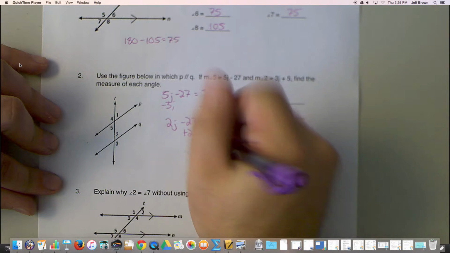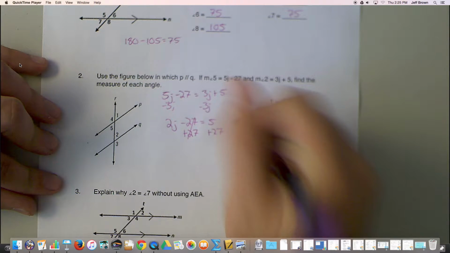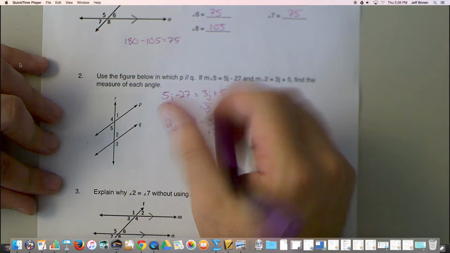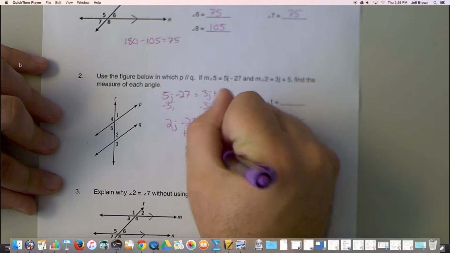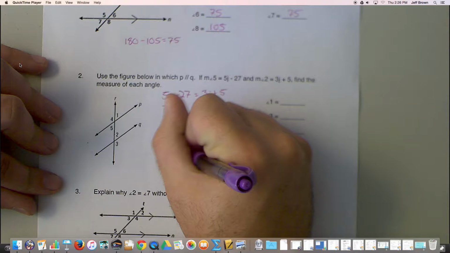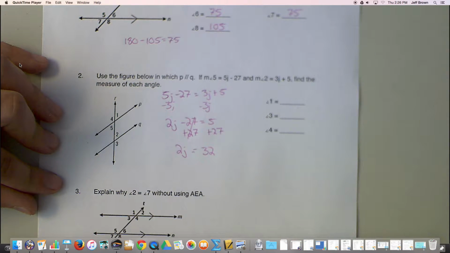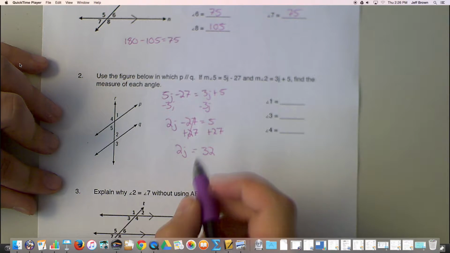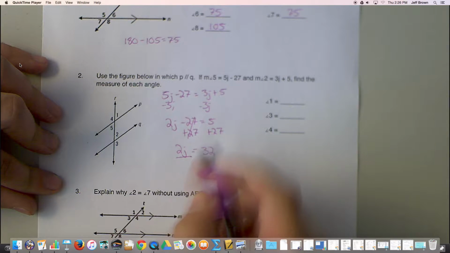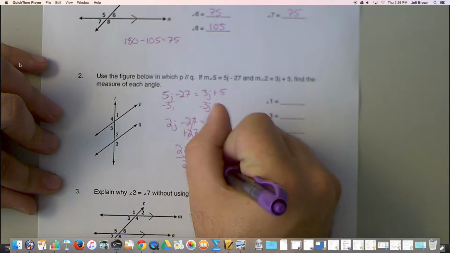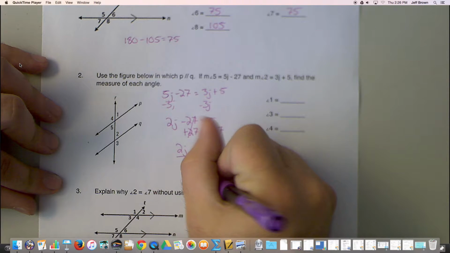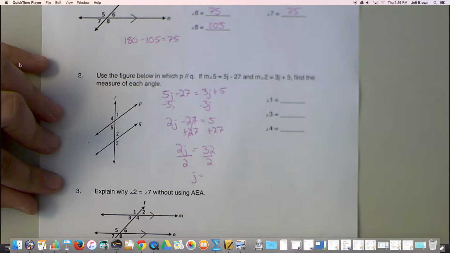Once I do that, it cancels here on the left, and 27 plus 5 is going to give me 32. So I have 2j is equal to 32. So right now I just need to get j by itself and divide by 2. So 32 divided by 2 just gives me 16 for j. Alright, I'm about halfway there to finding my first angle.